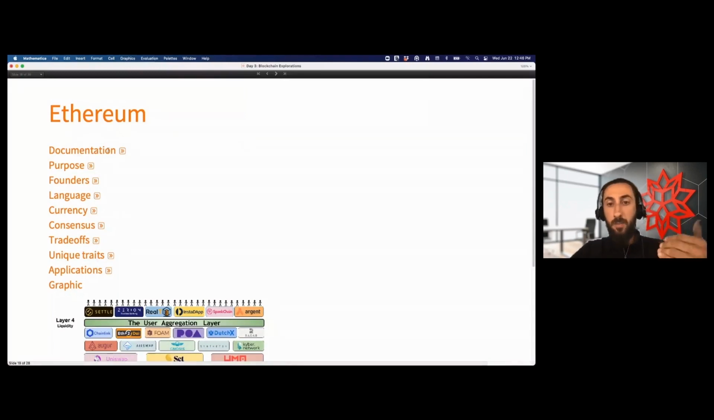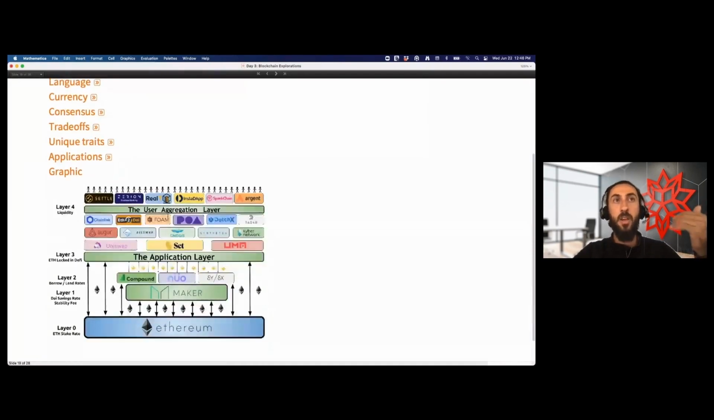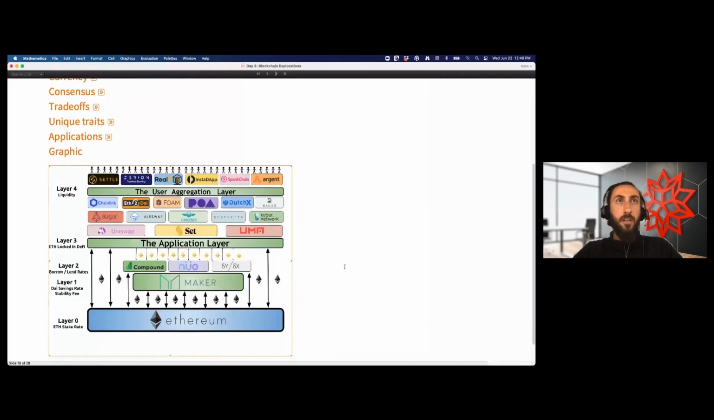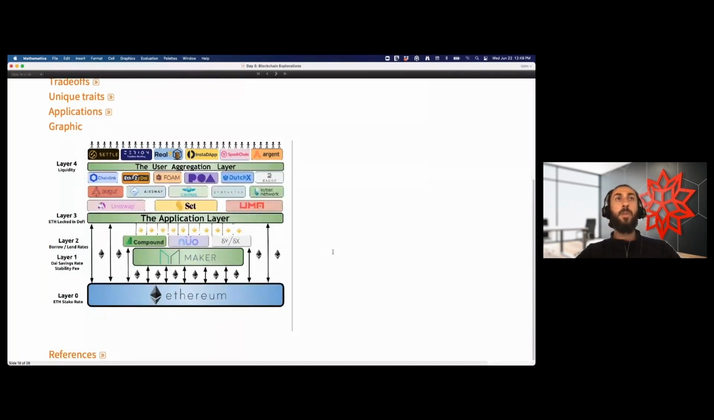So I've kind of broken it down into different things. I've included the documentation at the top, a general purpose of what it does, some of the founders, the language it's used, a view of the currency, the consensus mechanism used, some trade-offs, unique traits, applications, perhaps a graphic. Let me briefly dive into this graphic. It might help establish what we mean by blockchain ecosystems.